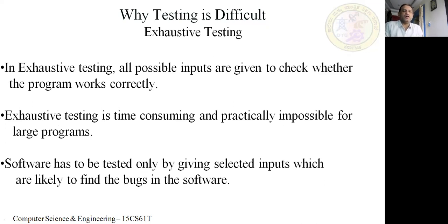Here we call one type of testing exhaustive testing. As I told you in the previous slide, we discussed all possible values. How many possible values are there? 10, 20, 100, 1000. It's very difficult. We don't know when to stop. There will be so many possible values. So here we call it exhaustive testing. What is exhaustive testing? In exhaustive testing, all possible inputs are given to check whether the program works correctly.